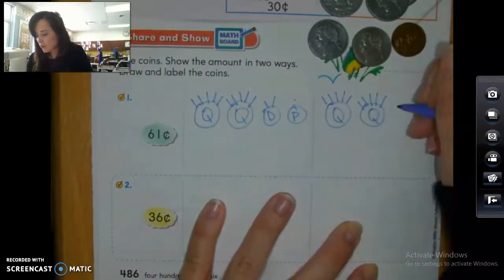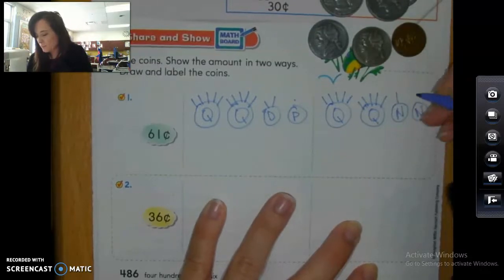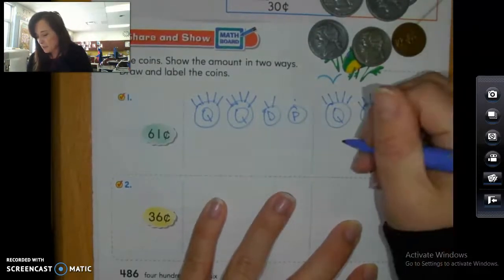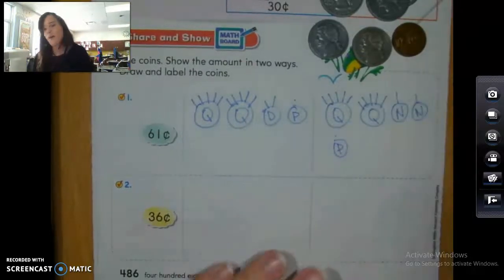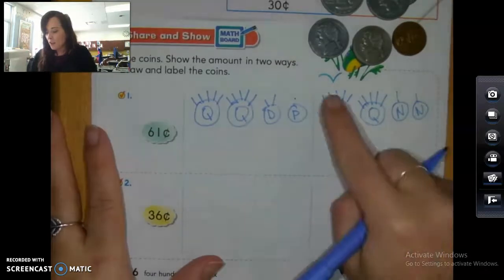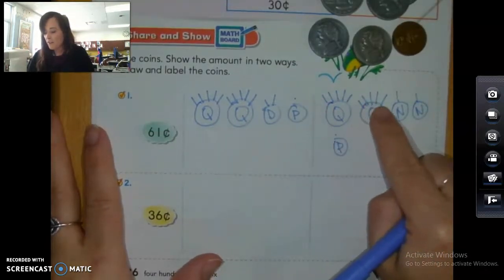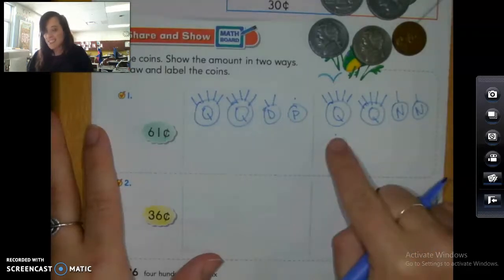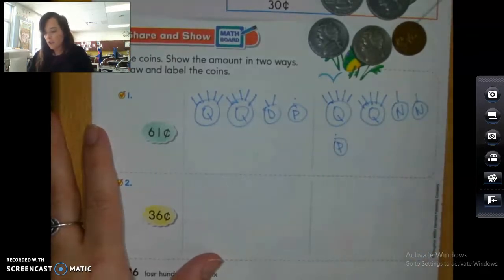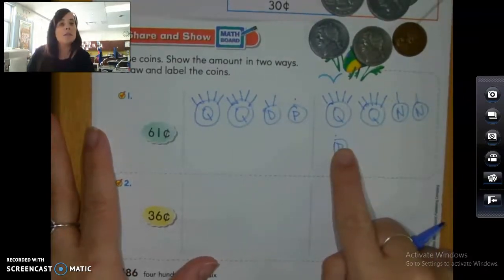All right, and then I have 2 nickels. A nickel only gets 1, right? And then a penny. I'm going to put that penny down here. Okay, so now I'm going to double check my work, make sure it equals 61 cents. So we have 5, 10, 15, 20, 25, 30, 35, 40, 45, 50, 55, 60, 61. All right, if I'm really good at counting, I could just go 25, 50, 55, 60, 61.